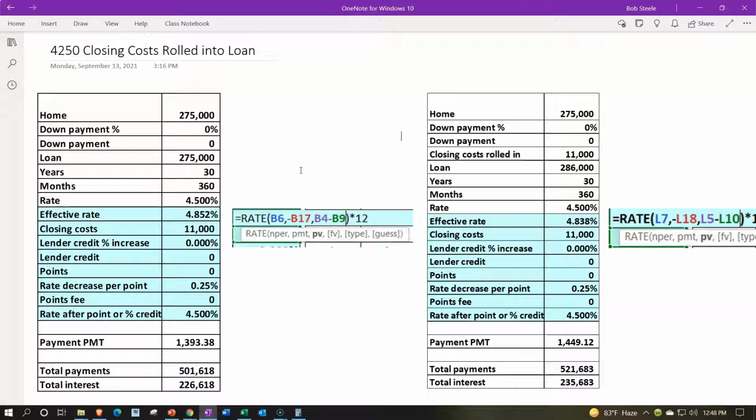But here, we just want to see the concept and the comparison with rolling the closing costs in or paying them up front from a loan perspective. So we've got our information up top, and we're going to be doing our comparison. We're going to have this $275,000 on the home. We're not going to put anything down right now because we're just focused on that loan amount, the $275,000. The years are going to be 30 years. Months then is going to be 30 times 12, or 360. The rate is going to be 4.5.